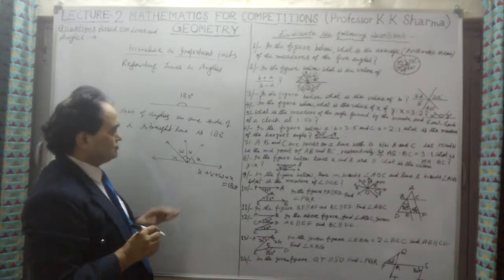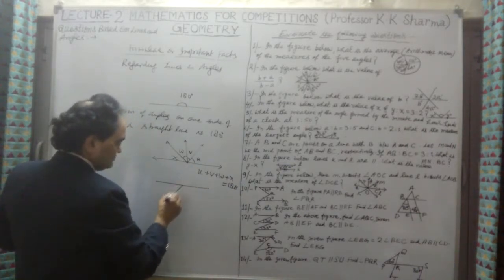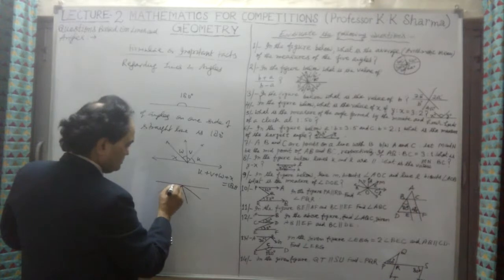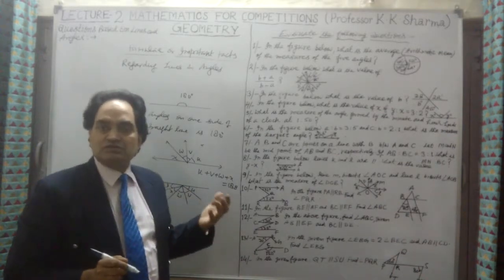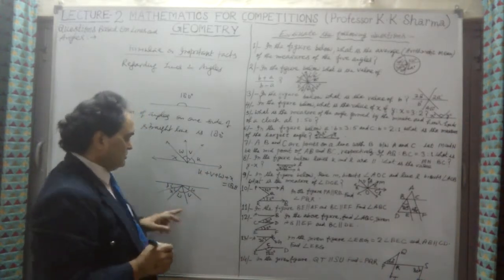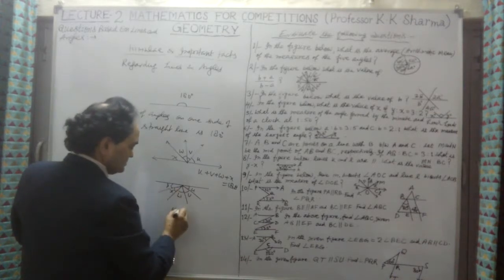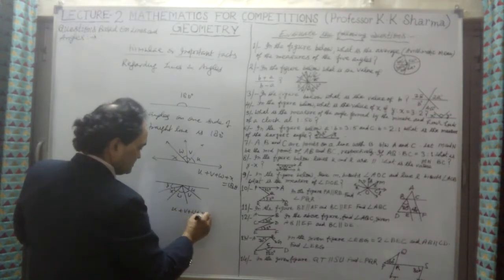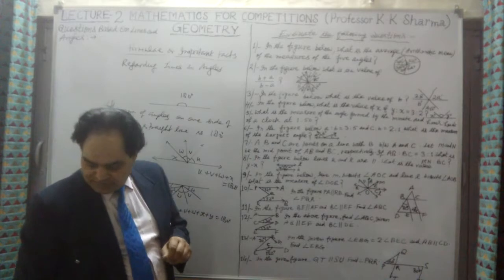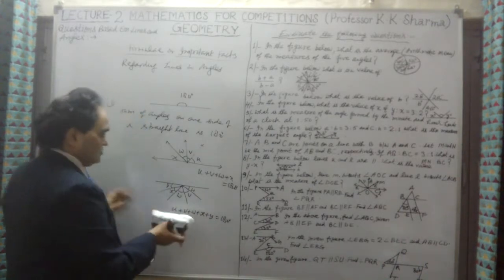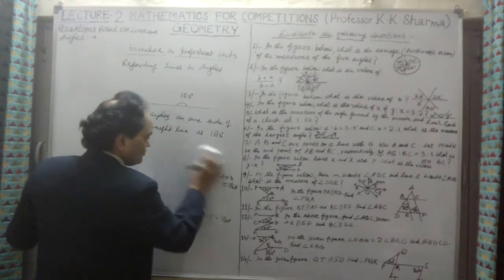If I take the angles below this line, then the sum of all these angles will also be 180 degrees. Suppose these are U, V, W, X, and Y. Again in this case, below the line, on one side of the straight line, the sum of angles is 180 degrees. Here also U plus V plus W plus X plus Y equals 180 degrees. This is about angles made on a line, on either side of the line. So this is one of the points.